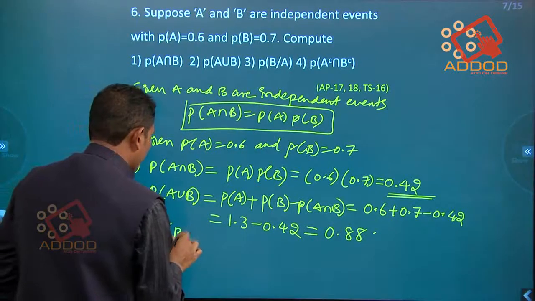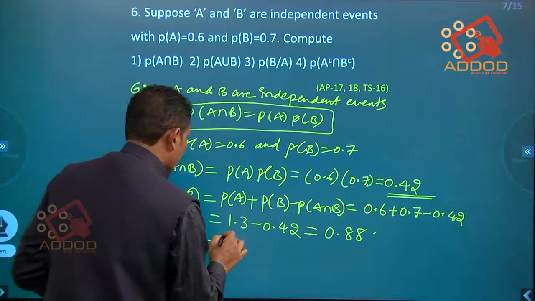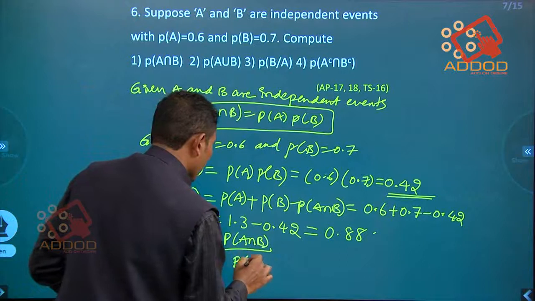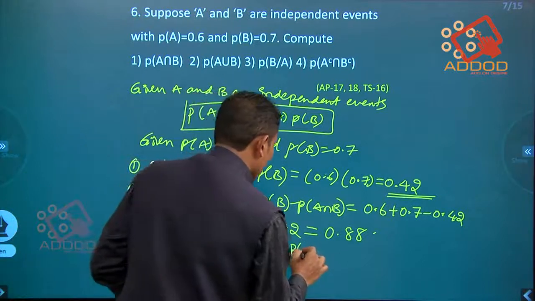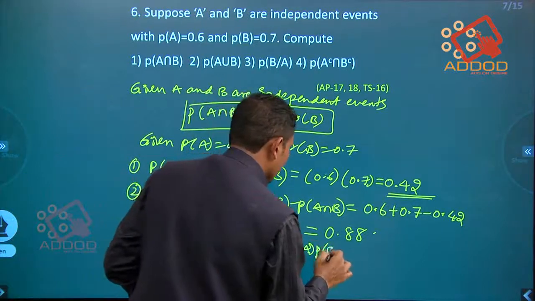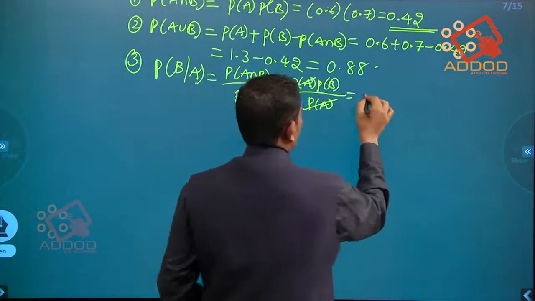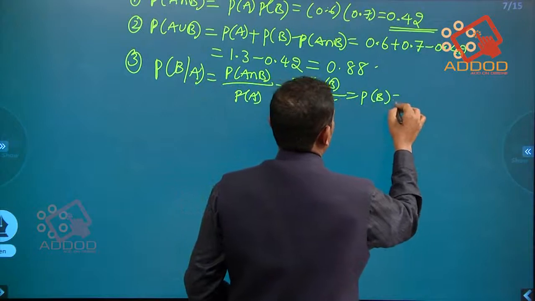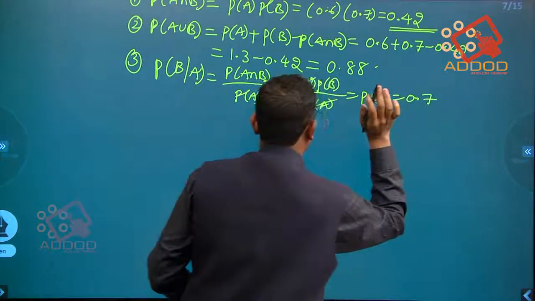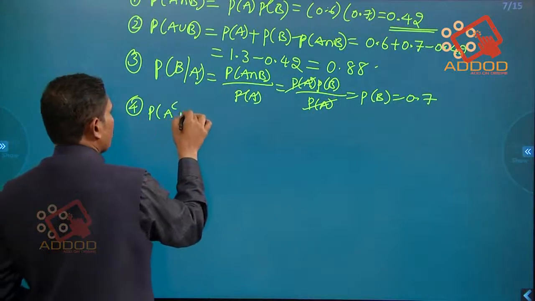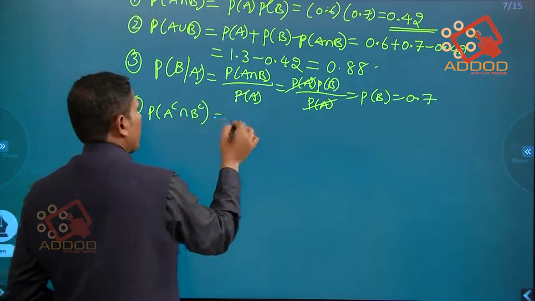Now the third part is given. The question is asking P of B given A, nothing but P of A intersection B by P of A. P of A intersection B can be written as P of A into P of B, by P of A. So that will be P of B. What is the P of B value here? 0.7.